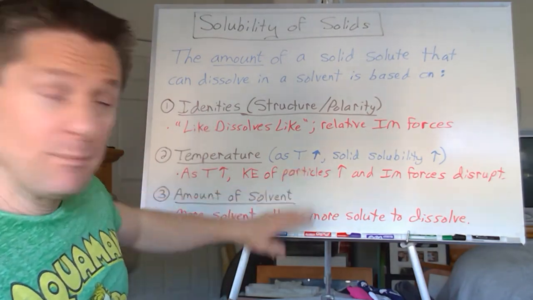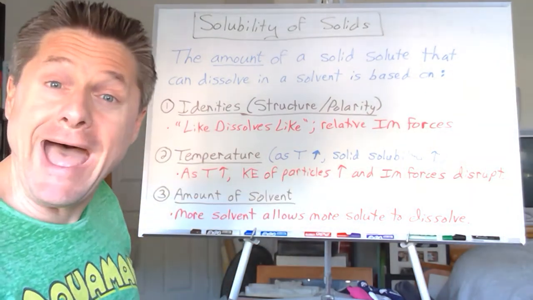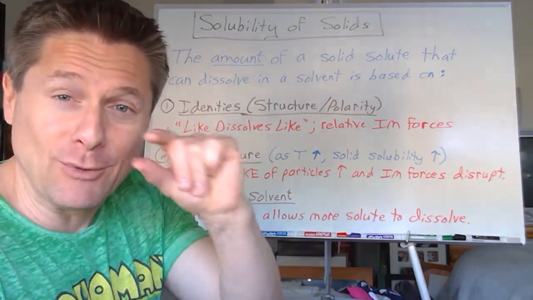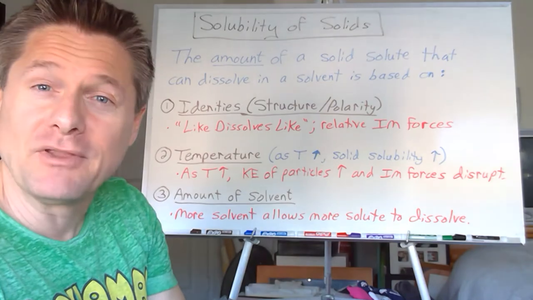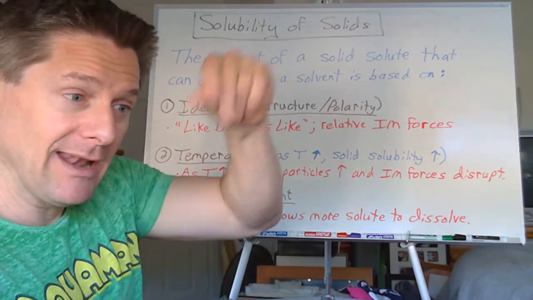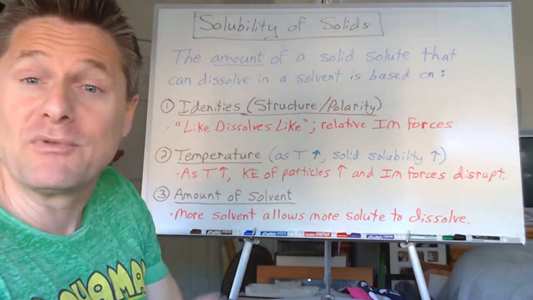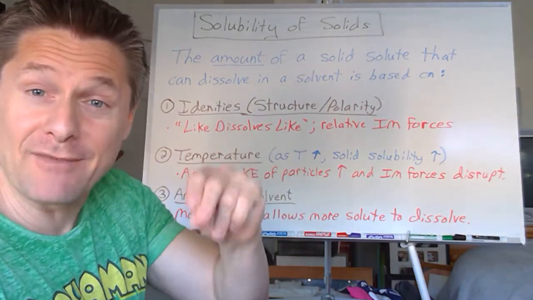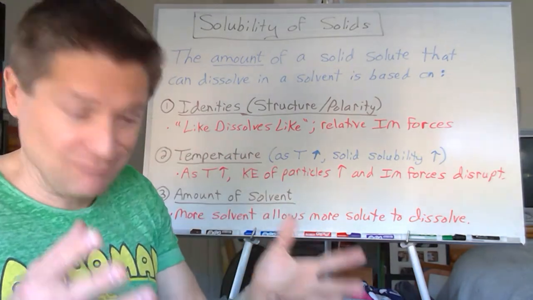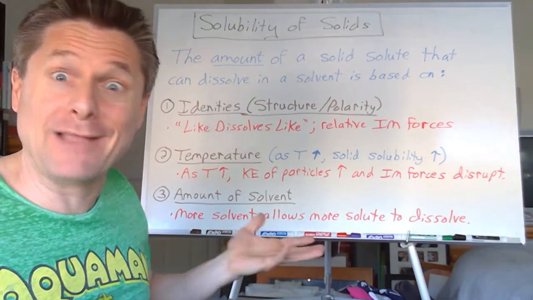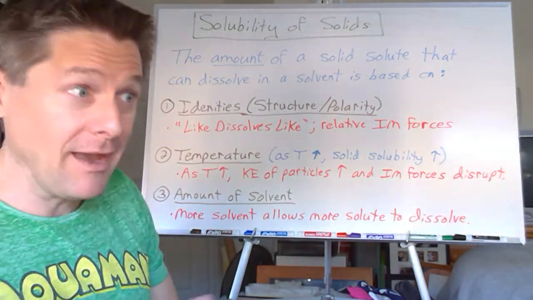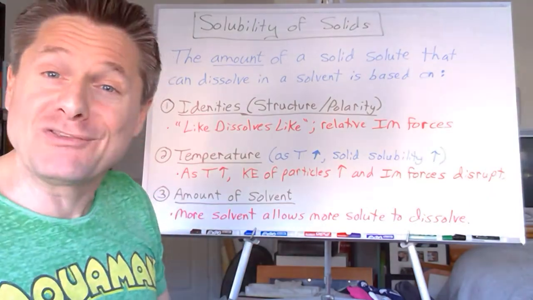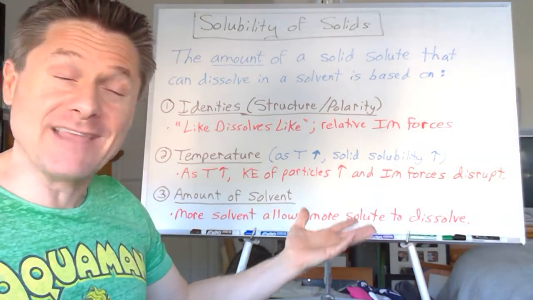A third one would be, well, how much solvent do you have, right? I could have a little beaker with 10 milliliters of water, and I could dissolve some table salt or table sugar in there, and it will stop dissolving at a particular point. Once I add enough solid, you'll see the solid just build up at the bottom and sink. It's like, well, it's not dissolving anymore. Well, if I put 50 milliliters of water in there, I can dissolve a lot more solid. Why? That makes total sense.